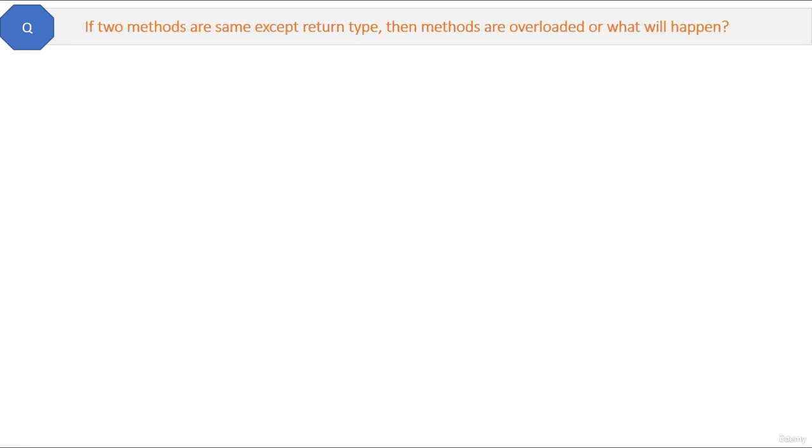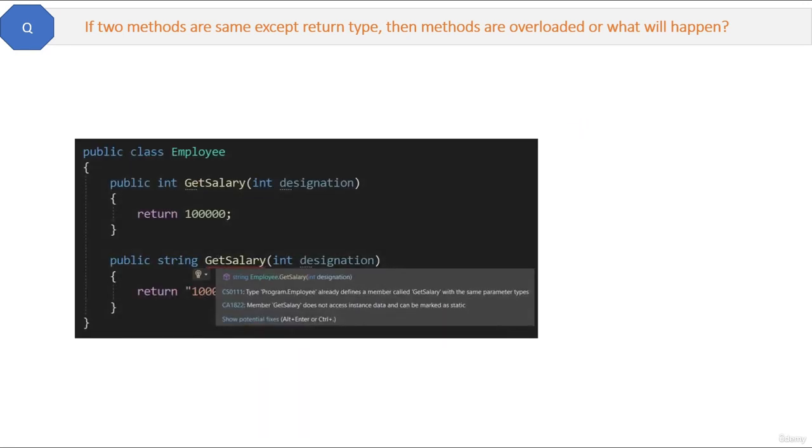Now here is a scenario based question. If 2 methods are the same except the return type, then are the methods overloaded, or what will happen? Now if the return type is different, then many think this is overloading. But if you see the code here, where same name methods with same parameters have different return types, you can see, no, this is not overloading, and even this is not accepted by the .NET Framework.